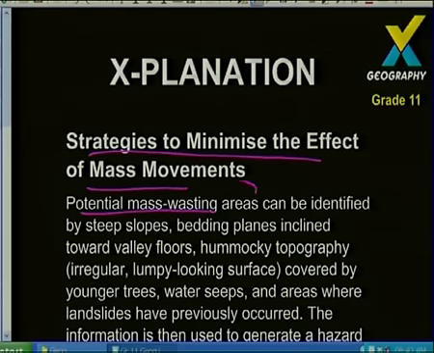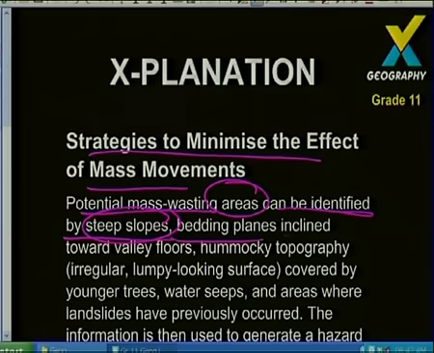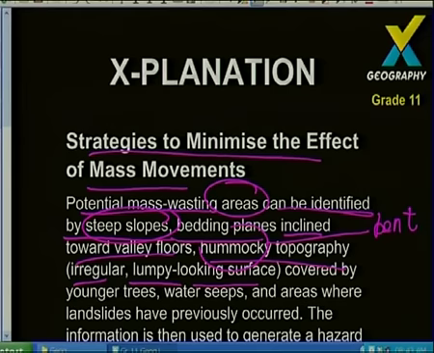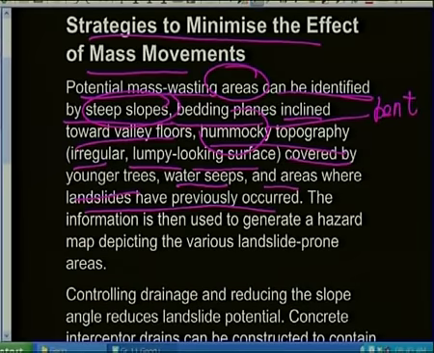Potential mass wasting areas can be identified by steep slopes. What you should be able to recognize is that any steep slope is susceptible to a landslide. Also look for bedding planes inclined toward valley floors, hummocky topography, which is largely referred to as topography that is bent, with irregular, lumpy looking surfaces, covered by younger trees, water seeps, and areas where landslides have previously occurred.